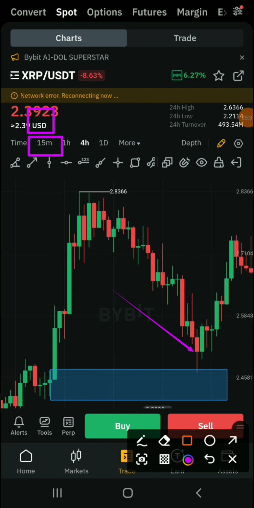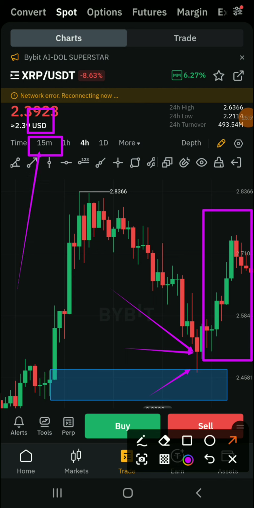So assuming this area has not actually formed yet, just assume that this area has not formed yet. So you're left with this candle, only this candle that tapped into this order block area. So now let's go to the 15-minute time frame to see if there's going to be any indication of a bullish reversal.